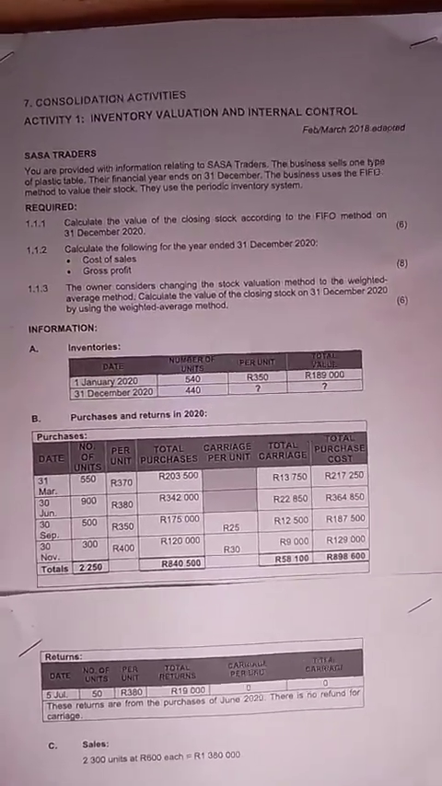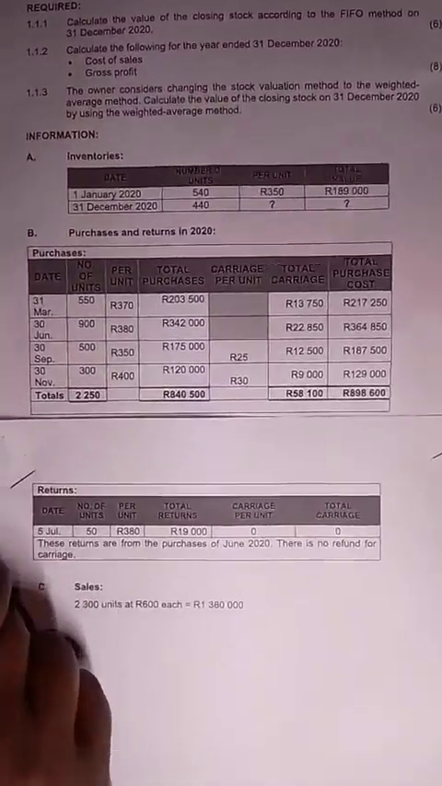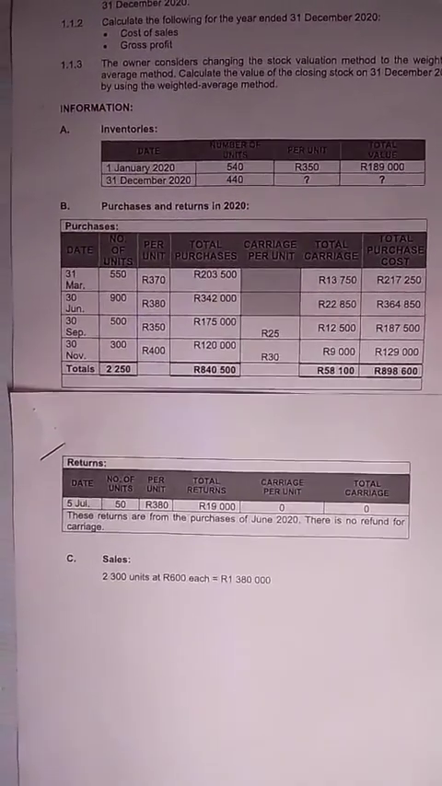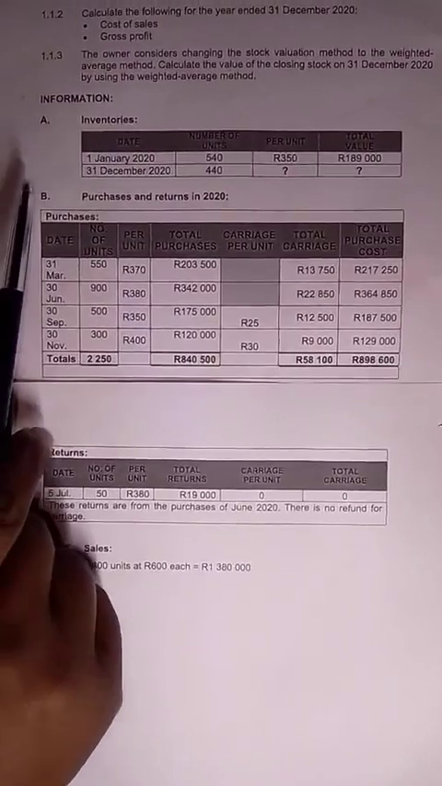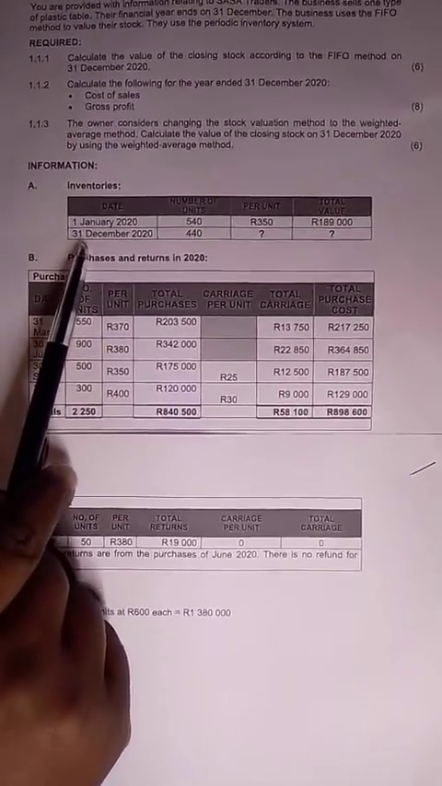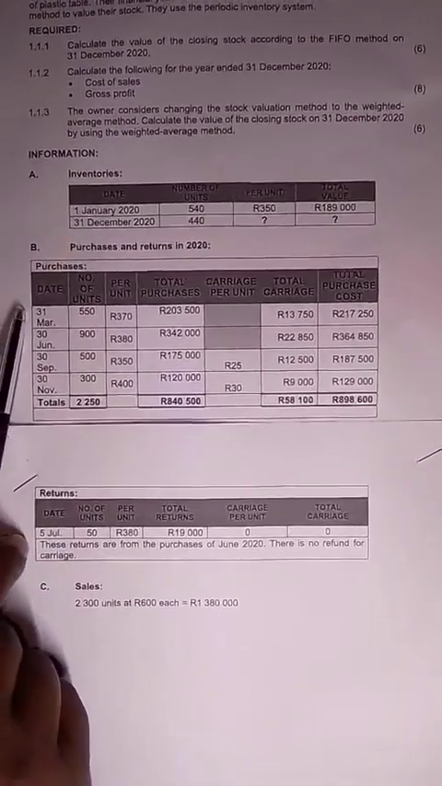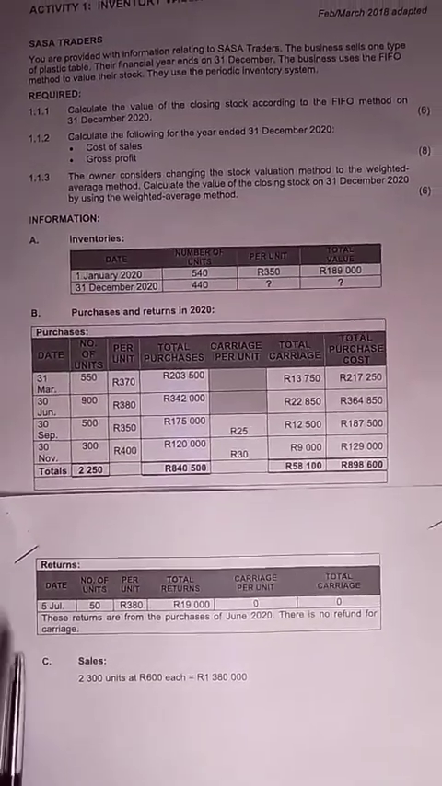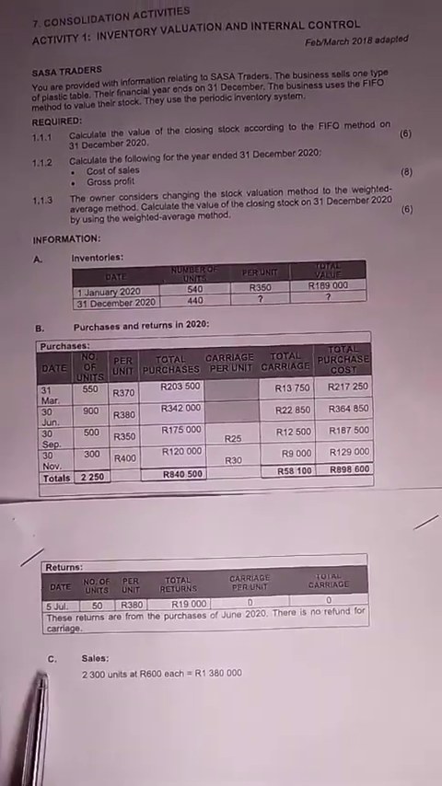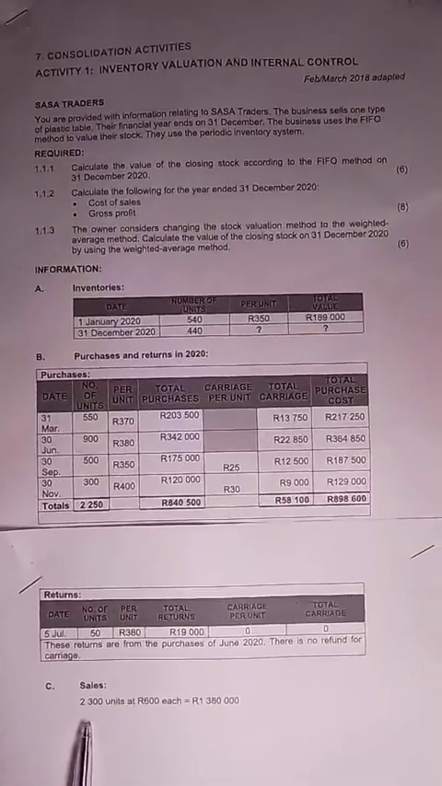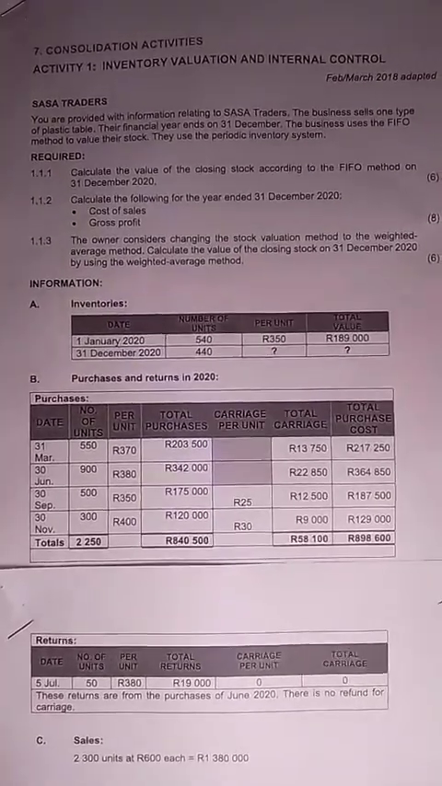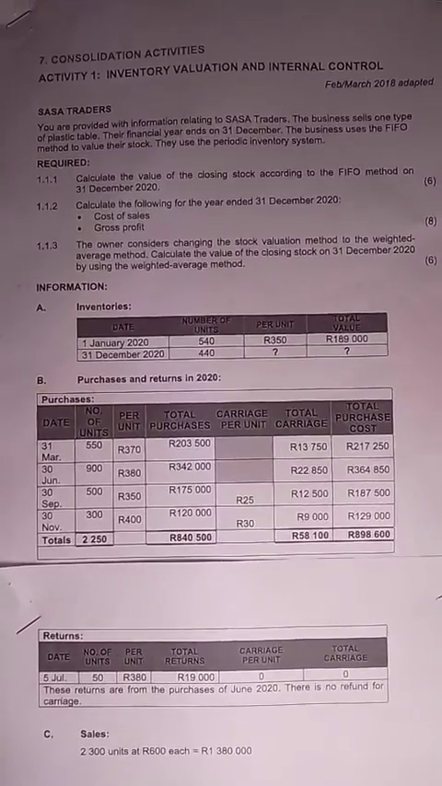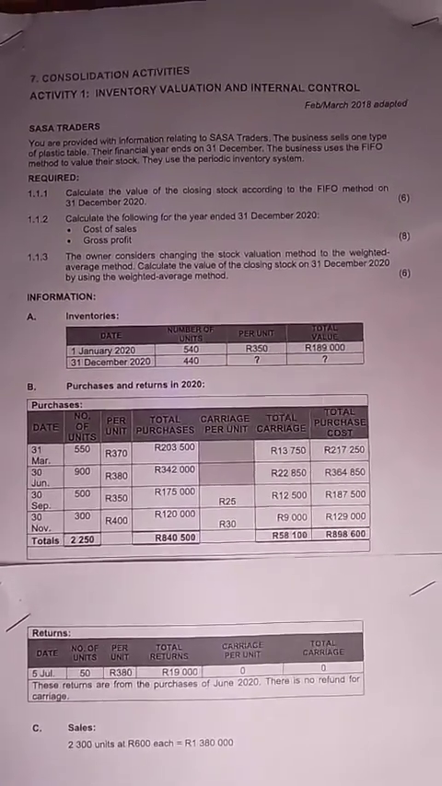Okay, so we are given information A and information B, and we are also given information C. Information A, these are balances, the opening balance and the closing balance. On B, we have got the purchases and returns, and information C, we have got the sales. All right, so we are going to start with 1.1.1. Calculate the value of the closing stock according to the FIFO method.